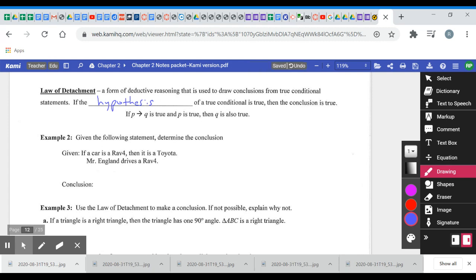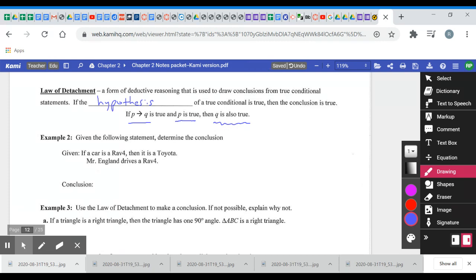So you can see this statement we have here. If P then Q, that's our if-then statement, is true, and if P is true, so we've got if P then Q, P is our hypothesis, Q is our conclusion. If that's true, and they state something else where they're basically restating the hypothesis but with a specific example, then the conclusion that we can come up with is that Q must also be true.